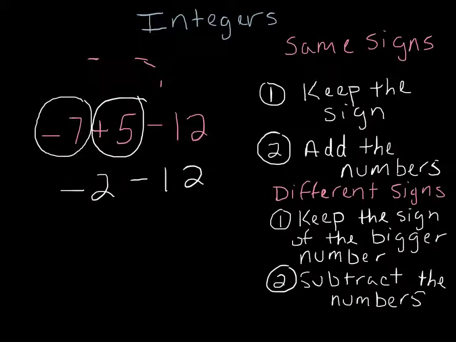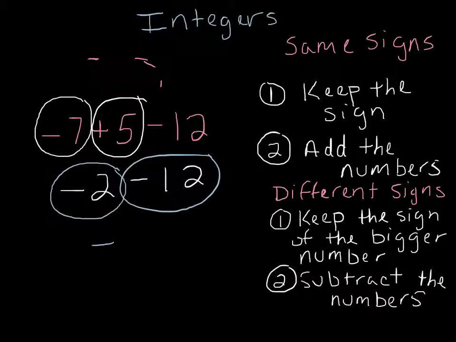Now I look at the problem again, and I look at my two parts, and I have -2 and -12. Those two signs match. So when the signs match, we keep the sign, and then 12 and 2, we add them together, we get 14. Okay, so hopefully that kind of makes sense. You can ask if you have any questions.